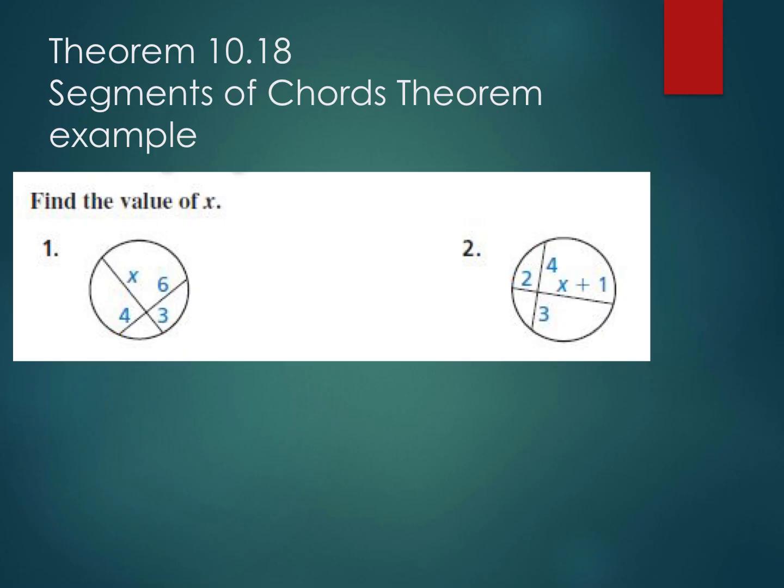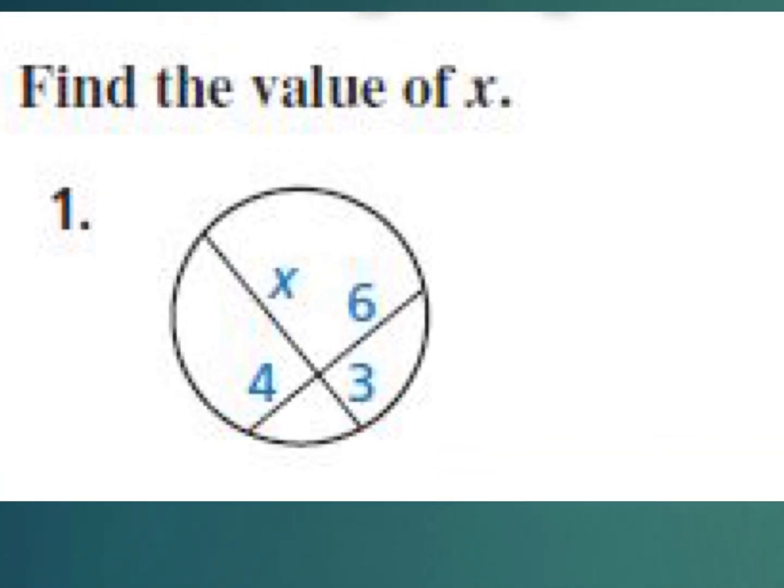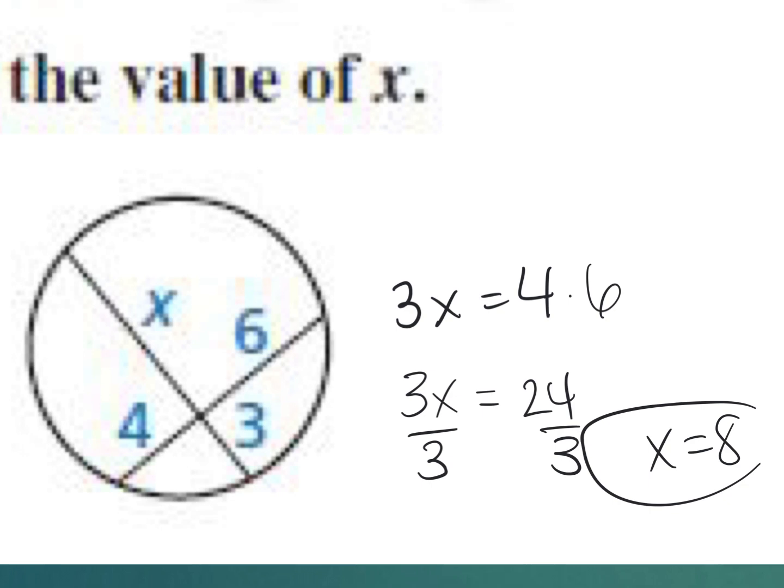All right, let's do two more examples really quick. What would I do here in this first example? Three times x, good. Set it equal to 4 times 6, okay? All right, 3x is just going to be 3x. What's 4 times 6? 24. We divide both sides by 3. X is equal to 8. That's it. Cool? Questions?